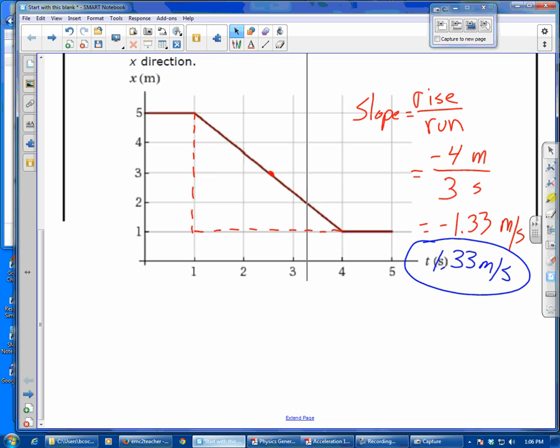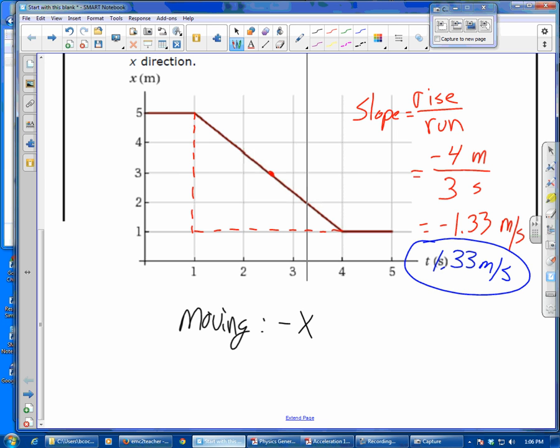Then I go to the next question. What direction is the object moving along at that time? What direction is it moving if it's negative? We can say left, moving along the x direction. So we can say negative x, right? Which would be left by convention.